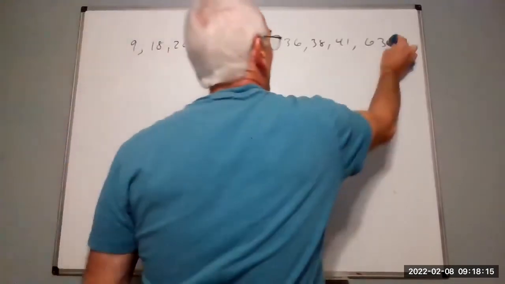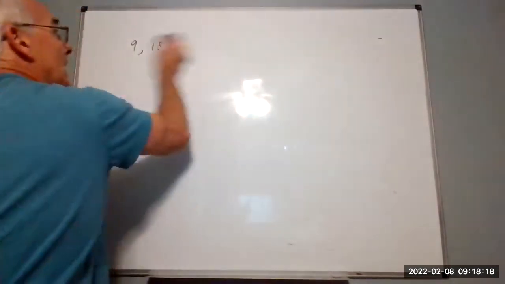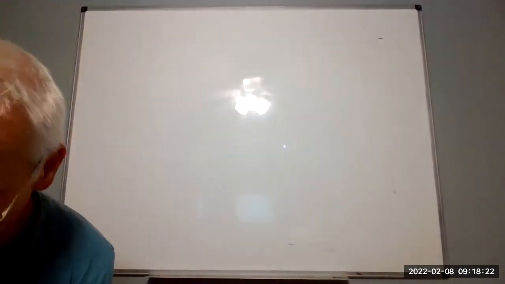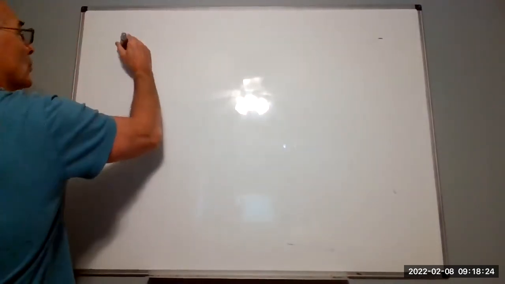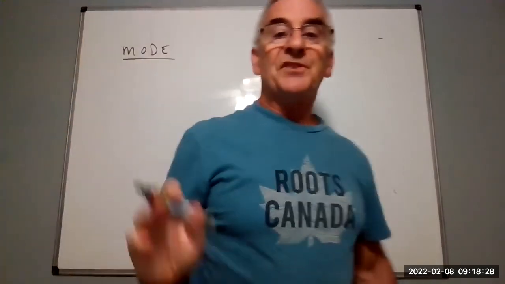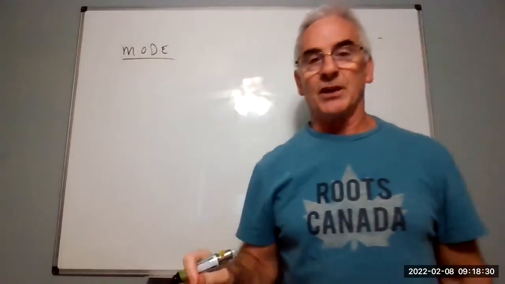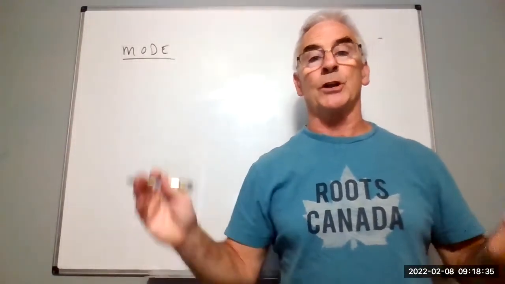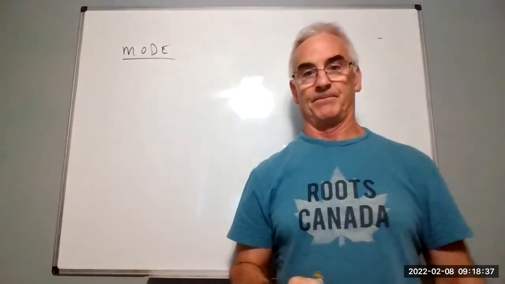It's probably the one that's used the least often, but it's by far the easiest to come up with. And that is called the mode. The mode simply is the outcome that had the highest frequency, the outcome that occurred the most often.